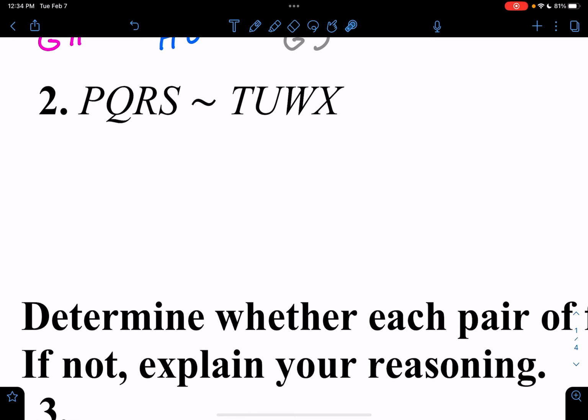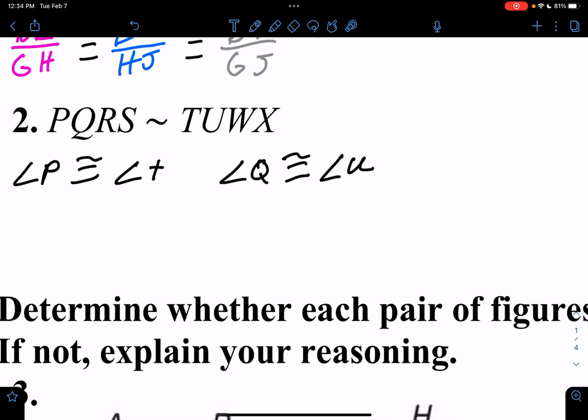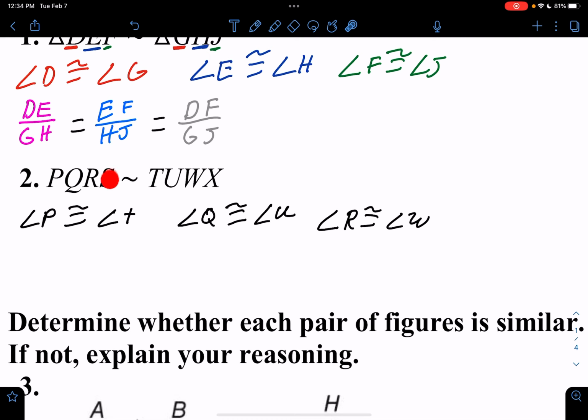So I go PT, so I can write angle P congruent to angle T. I can say Q to U, so I will say angle Q congruent to angle U. I would say R to W. So angle R congruent to angle W. And finally, I will also say S to X, angle S congruent to angle X.